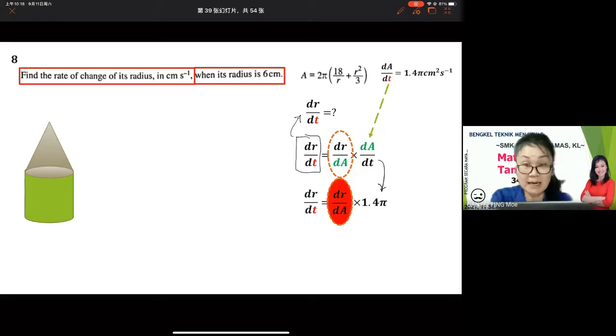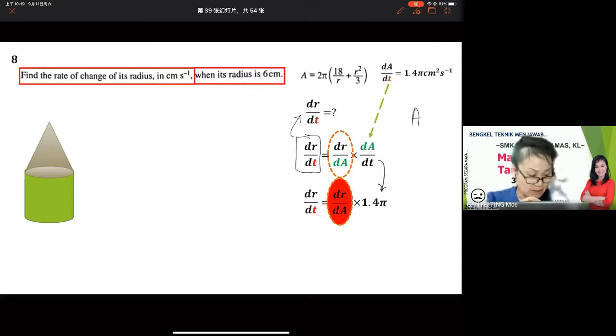Don't be clever and go looking for the value of dr dt from this information, because that is the question asked. The question asks you to determine dr upon dt. Right? So now your task is to look for your dr over dA. What is dr over dA? My subject should be A.